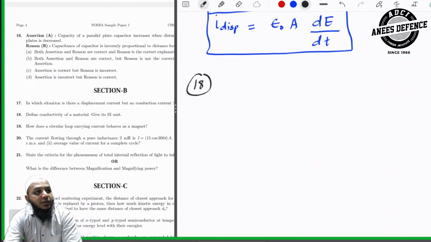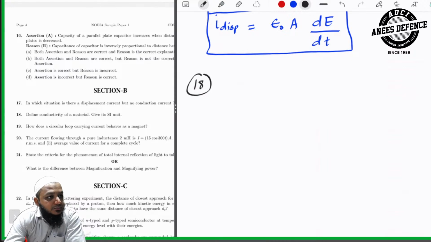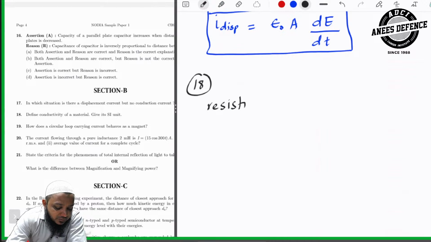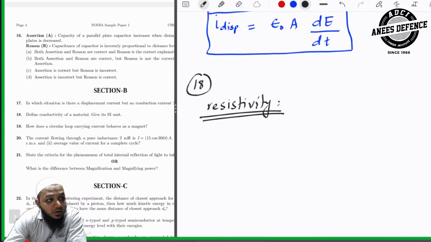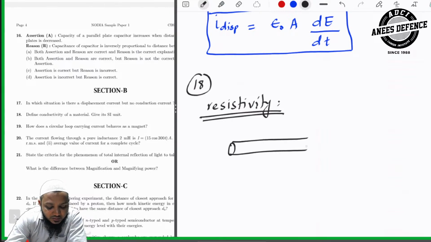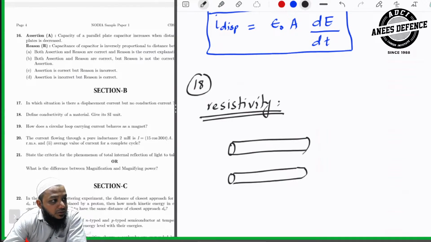See, there are two things, conductivity and resistivity. So how can resistivity be defined? Resistivity is the measure of opposition to the flow of current. Suppose there are two identical wires, just the materials are different. Their geometries are the same, length and cross section area, everything is the same. Just the first wire is copper and the second wire is, let us say, nichrome.